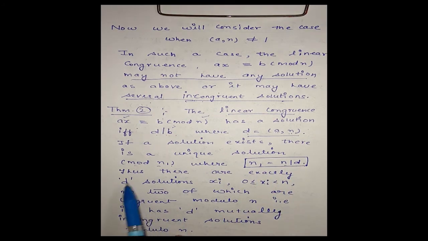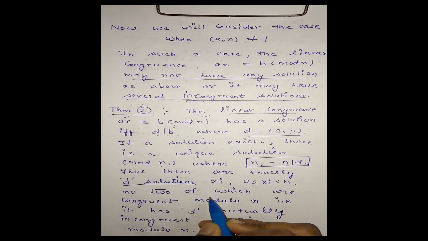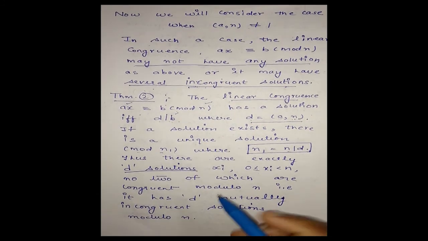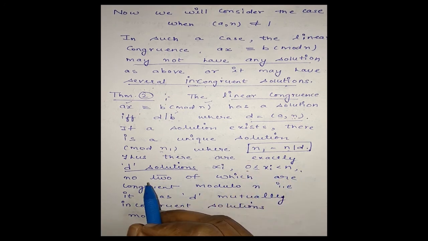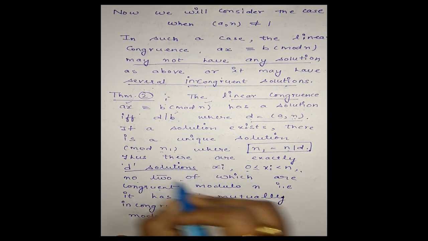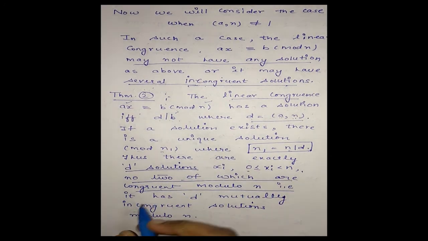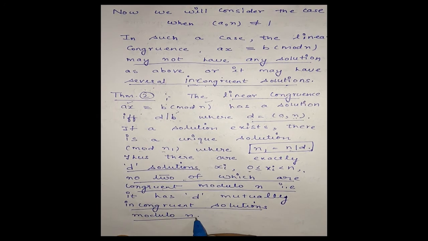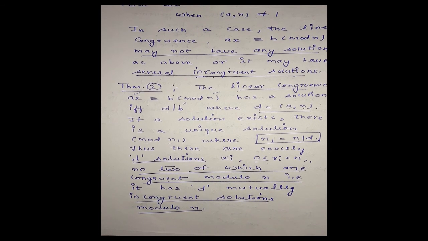Thus, there are exactly d solutions xi, where xi lies between 0 and n, such that no two of which are congruent modulo n. That is, it has d mutually incongruent solutions modulo n.